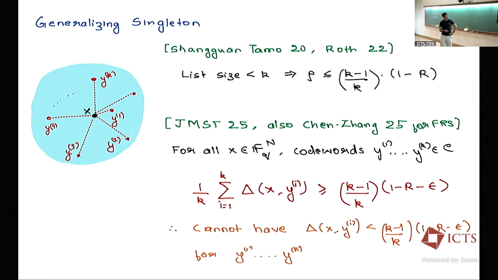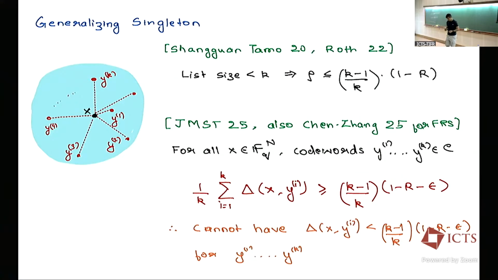So then if I look at a ball strictly smaller than this radius, all these k code words cannot be in the ball because their average distance is larger. So the list size is bounded. This list size is less than k. And when you take k equals order 1 over epsilon, you actually get arbitrarily close to 1 minus r minus epsilon radius and list size order 1 over epsilon. So it implies the optimal list size, but it's stronger. Like it's also meaningful for k equals like 5 or something.